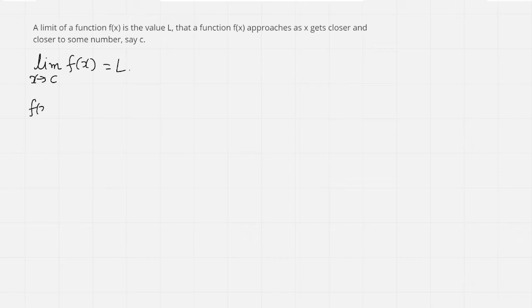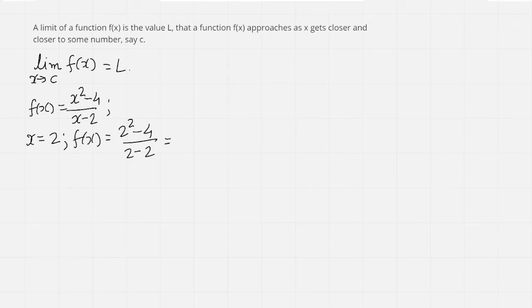So let f of x is equal to x square minus 4 upon x minus 2. If we put x is equal to 2 directly in the function, let us see what happens to f of x. So when x is equal to 2, f of x is equal to 2 square minus 4 upon 2 minus 2. So this is 4 minus 4 upon 2 minus 2, that is 0 upon 0. Now 0 upon 0 is a difficulty. We do not know the value of 0 upon 0. So this is called the indeterminate form.